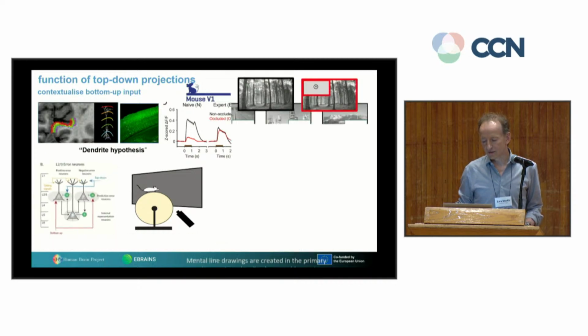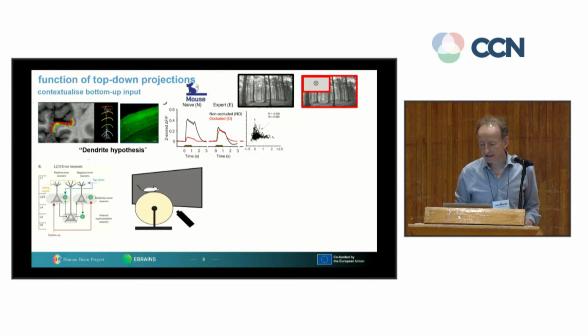These regions have another property: after intensive training, when the mice have seen the stimuli for 2 weeks again and again, the response pattern changes. These expert mice now respond in the occluded case as strongly as in the normal case, the full screen. So now they know exactly what to expect, and when it's not presented, they fire very strongly.